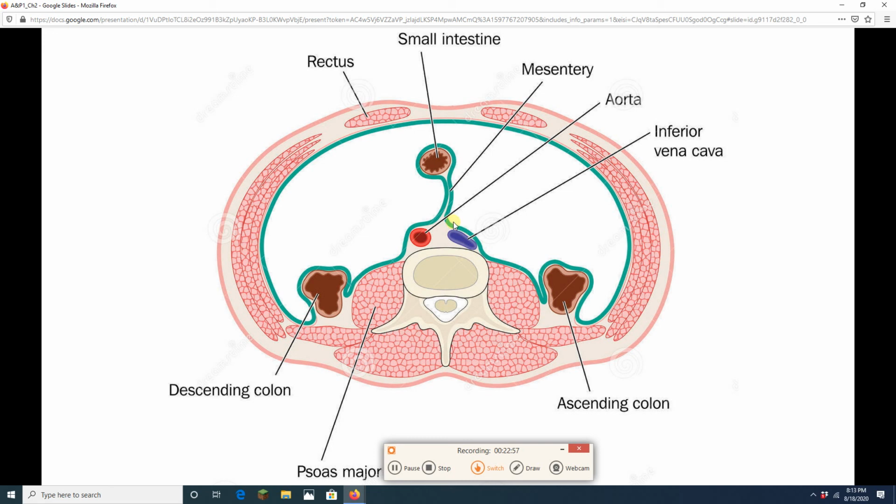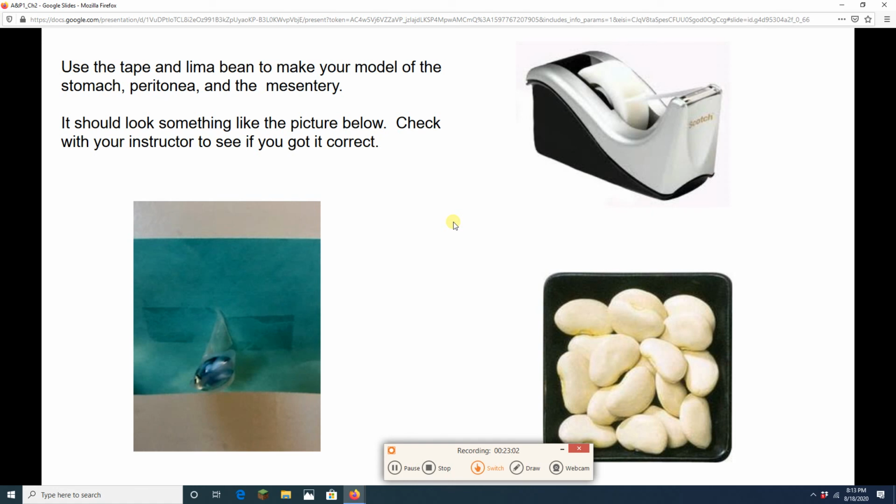All right. So, one last thing to talk about here. Your lab manual asks you to get some tape and a lima bean. And I don't know if you have a lima bean handy. It doesn't have to be a lima bean. But you're going to use some tape, and you're going to use whatever you want. Could be anything that's small and round. You could use a penny. You could use a button, you could use a raisin, a Skittle, whatever you have handy. What you want to do is build yourself a model of this, of the peritoneum, okay?